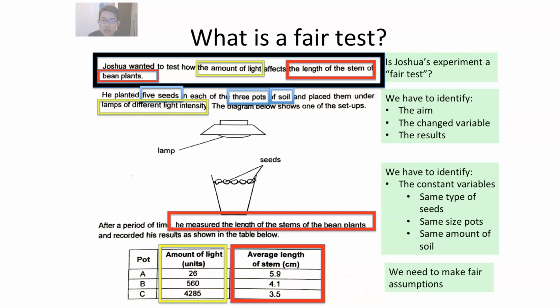Otherwise, this question would be super long if all these words were to come in: 5 seeds are the same type, 3 pots are the same size, the same amount of soil. So, is it a fair test? Well, a fair test has only one change variable, and the only change variable here is the amount of light. Nothing else has changed if my assumptions are correct. Therefore, yes, this is a fair test.